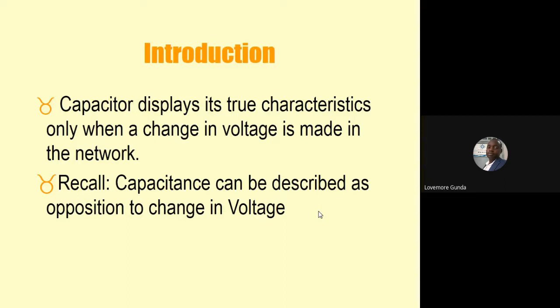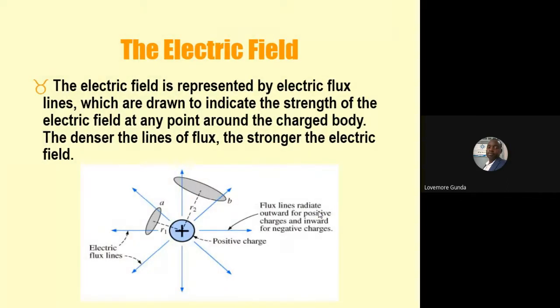So it means that if you change the voltage across the capacitor, the voltage will not change instantaneously. It will change slowly with time. So that's how the capacitor works.